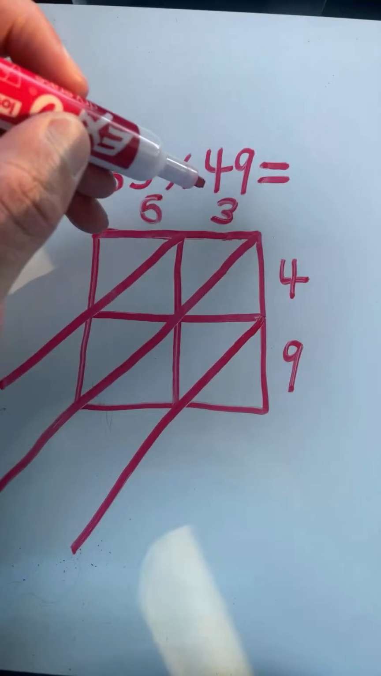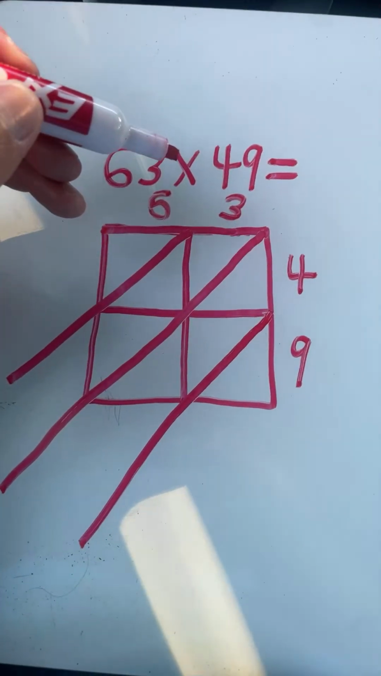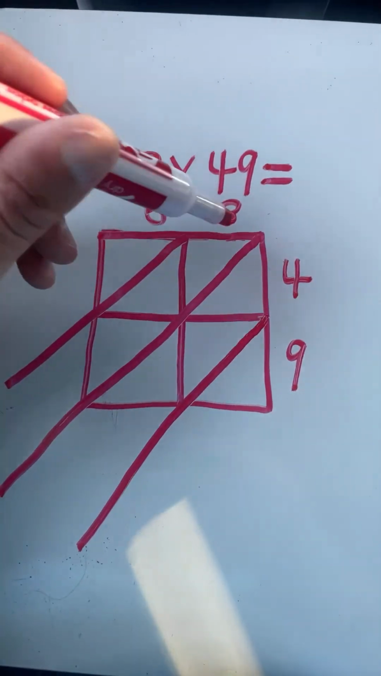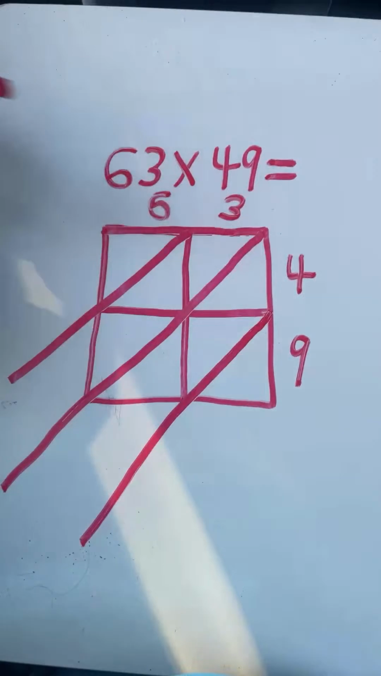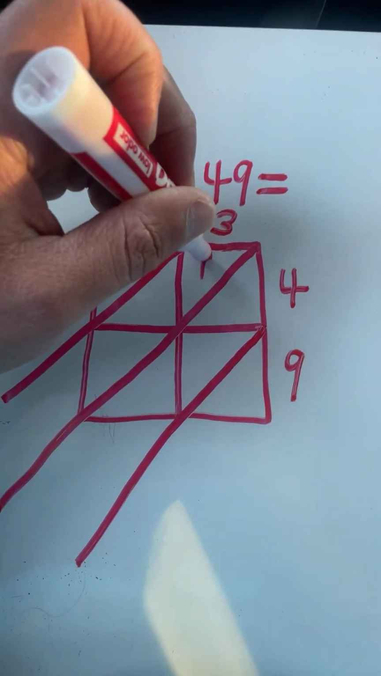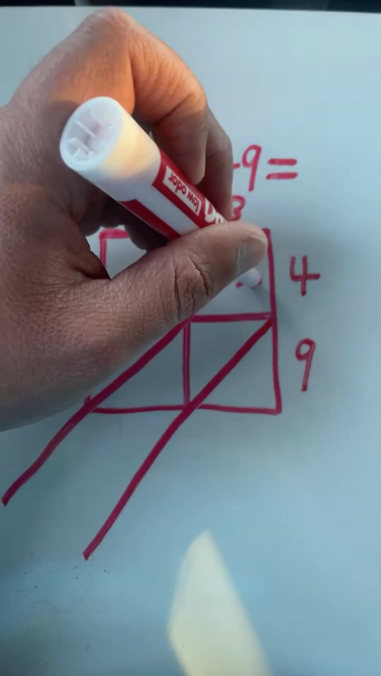So to start off, we're going to multiply 3 times 4. 3 times 4 equals 12. So the answer to 3 times 4 is going to go in this square. Now the 1 in the number 12 is going to go in the top triangle, and the 2 in the number 12 is going to go in the bottom triangle.